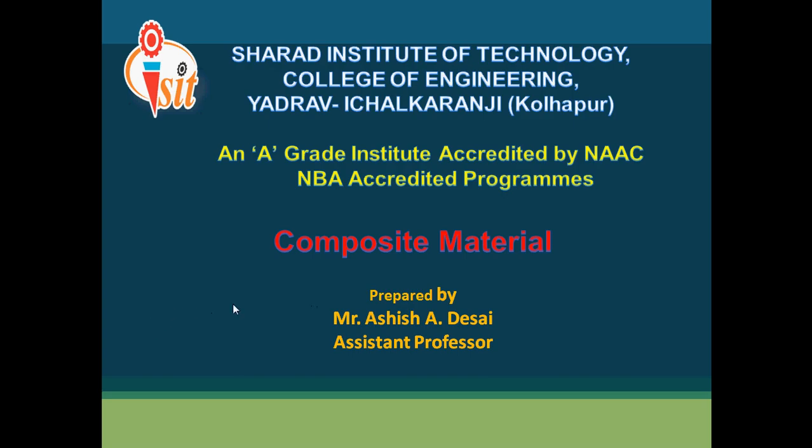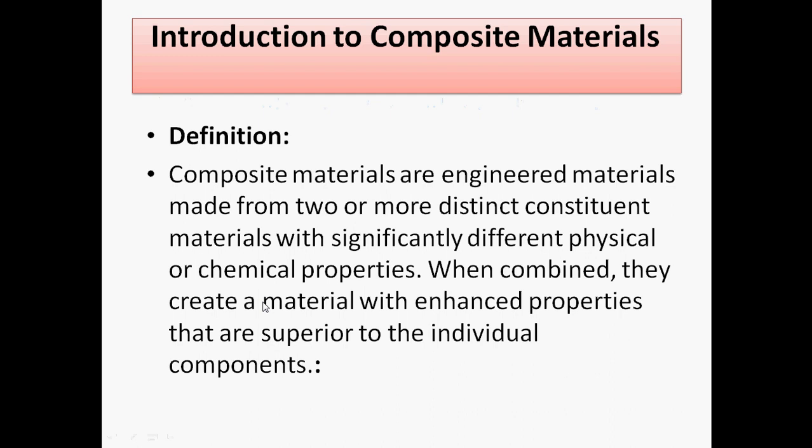Today we are going to discuss composite materials. So, the introduction to composite materials. Composite materials are engineered materials made from two or more distinct constituent materials with significantly different physical or chemical properties. When combined, they create a material with enhanced properties that are superior to the individual components. So this is the terminology for composite material.